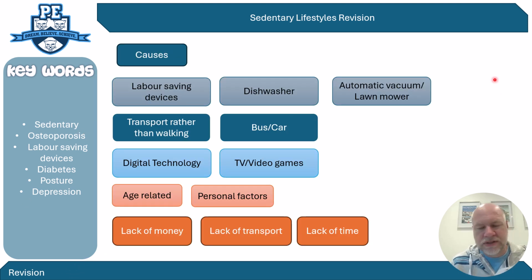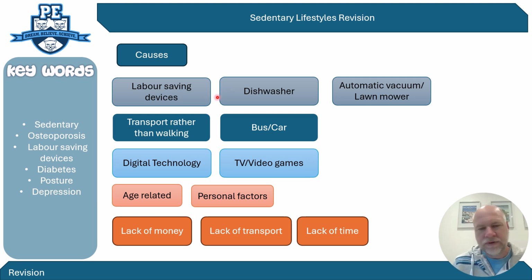So the causes and reasons why people are more sedentary nowadays. Now, there are sort of two branches to this, and I'm going to talk about just the main generic causes and then sort of like the personal factors that might impact it as well. So the main causes are labour-saving devices, so things that make work easier. And around the house you have many labour-saving devices such as a dishwasher or a washing machine, and you just stick your stuff in them, and you turn it on and it does it for you.